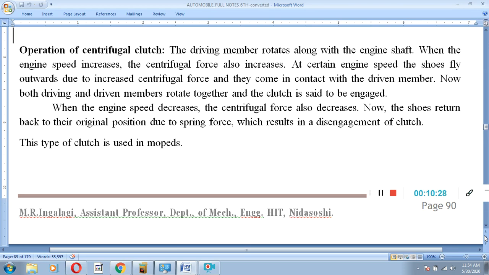When the engine speed decreases, the centrifugal force also decreases. Now the shoes return back to their original position due to the spring force, which results in disengagement of the clutch. This type of clutch is used in mopeds.